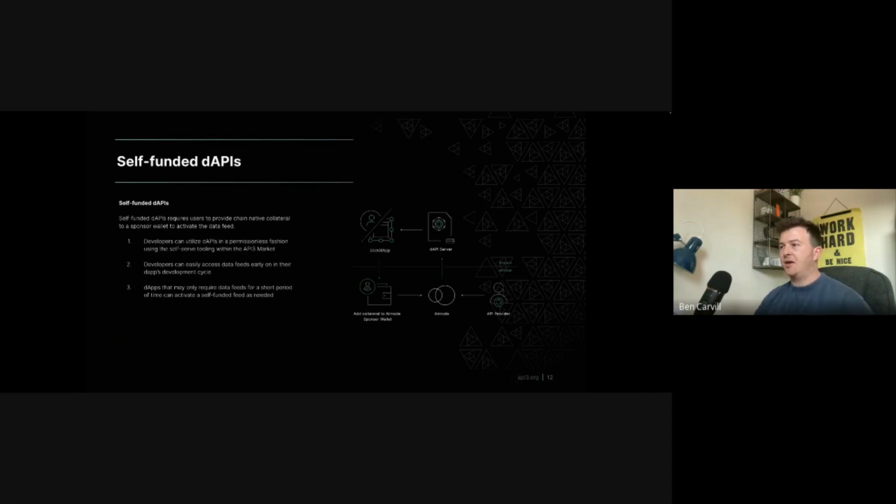And I guess the crucial thing here is that the process of integrating a self-funded dAPI is exactly the same as if you were utilizing a managed, decentralized dAPI. And if you have already added a dAPI to your contracts, you do not need to do any further technical lifting or changes to the code to switch between those two services. You simply go to the API3 market. You'll have an individual proxy address.